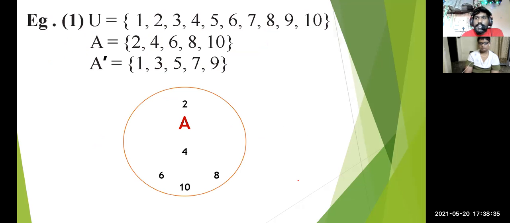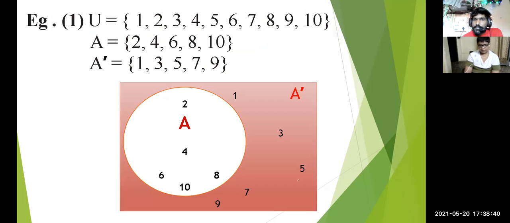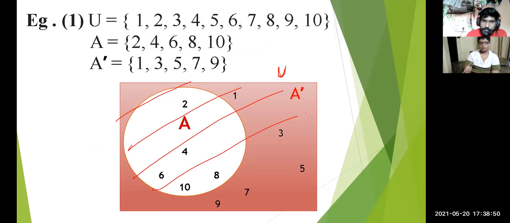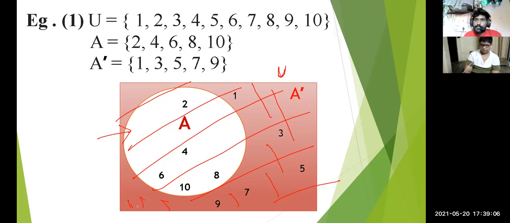So if you see, this is set A, having the elements 2, 4, 6, 8, and 10. And this entire thing is a universal set. Just this circle is your set A. And outside this circle, what is there? Outside the circle, that portion is your A complement. Did you understand this Venn diagram properly, clearly? Yes, sir.